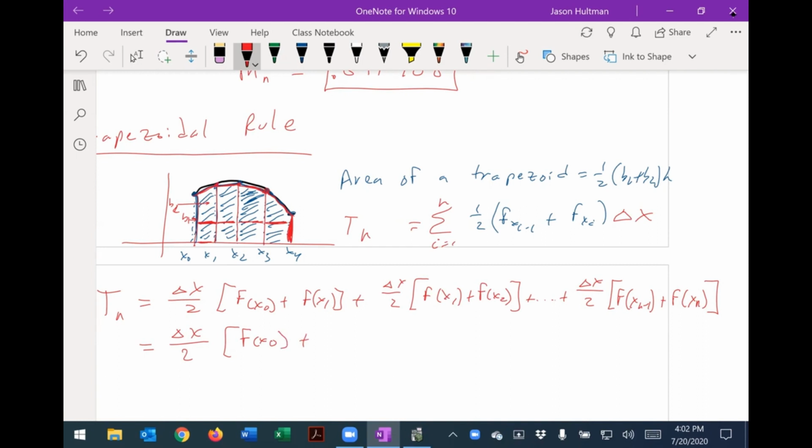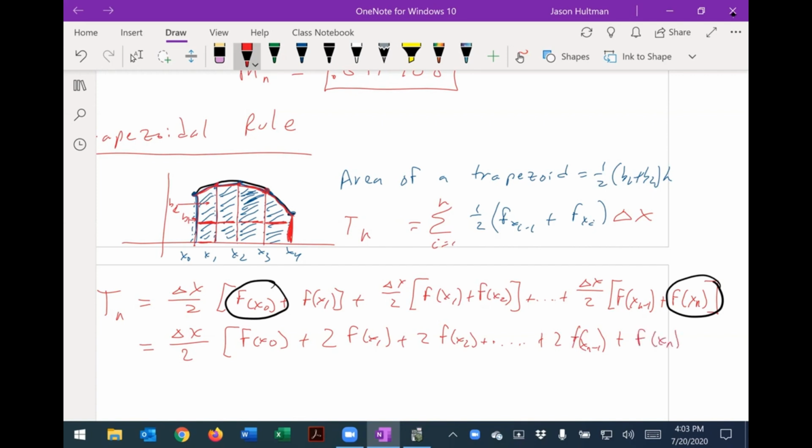The endpoints here, the bread in the sandwich, this guy here and this guy here, they don't have partners, but everything else does. Everything else has a partner there. And so this becomes 2 f of x1 plus 2 f of x2, plus dot, dot, dot, plus 2 of f of x sub n minus 1 plus f of x sub n.